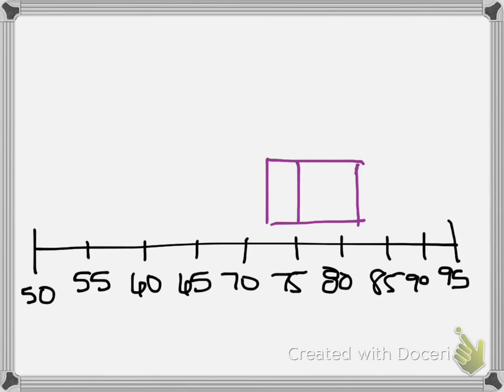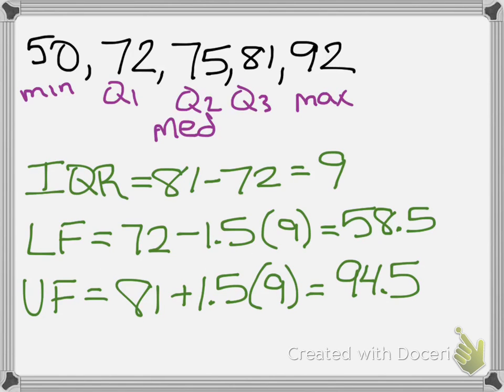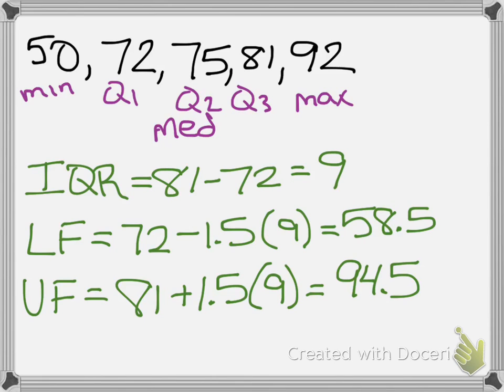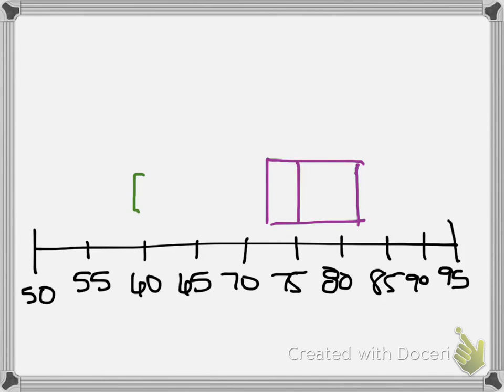Okay. All right, now I'm going to switch colors. And we're going to label the upper and the lower fences with a temporary little bracket. So our lower fence was 58.5. So that's maybe right here. And then, oops, wrong direction. And then our upper fence was 94.5. So that's right there. Okay, so now these are my brackets.